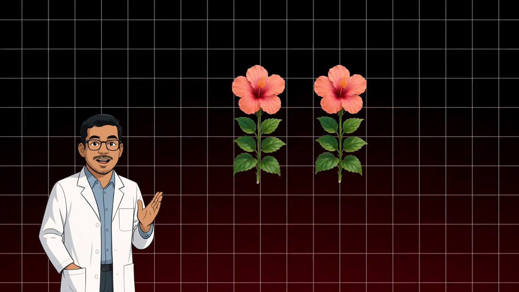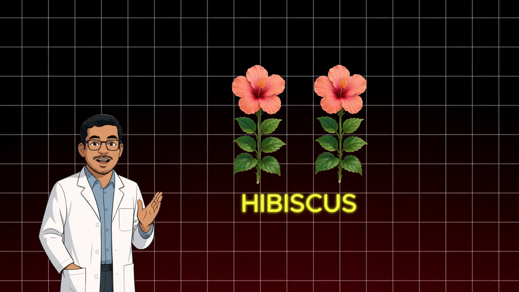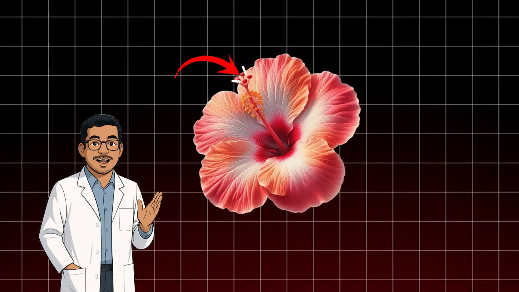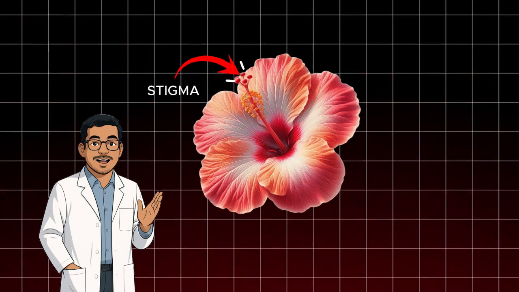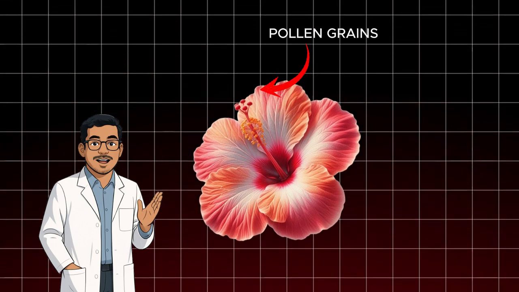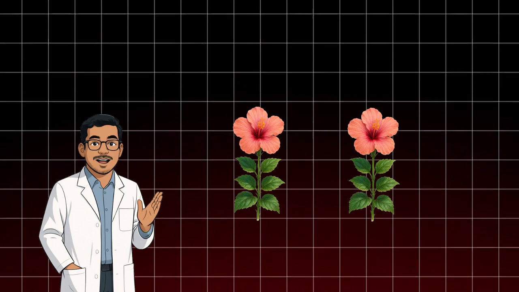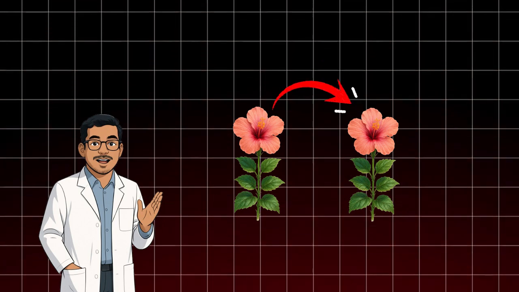Now you can see there are two plants and they have two flowers. These are hibiscus flowers. If you see a hibiscus flower, you will see here that these structures are very much visible. And this upper part is the stigma. And these are the pollen grains. Now in this process, what happens is the pollen grains which have the male gametes get transferred from one flower to another flower.